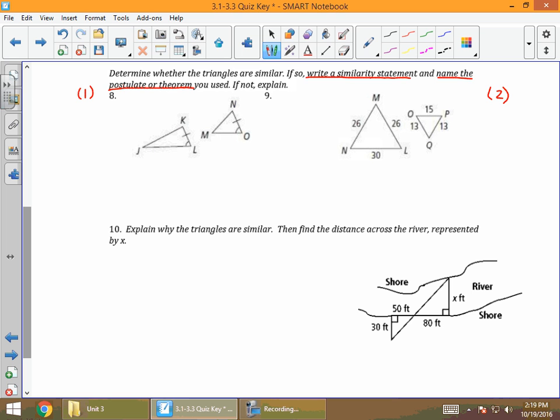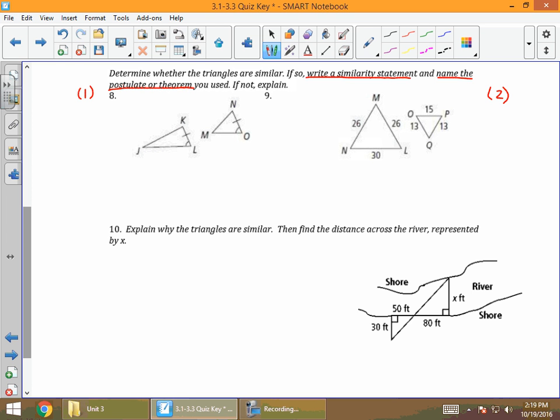So two things that I need to do if these things are similar. Taking a look at this first one, my options are angle, angle, because it's a triangle, and I only know one angle is congruent to one angle. I don't know two. Side, angle, side: I have one side and an angle, but I don't know the third side. And I don't know if my sides are proportional.